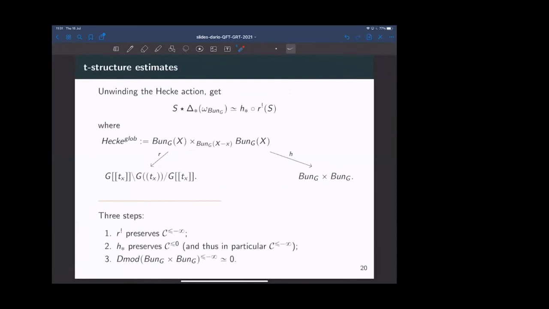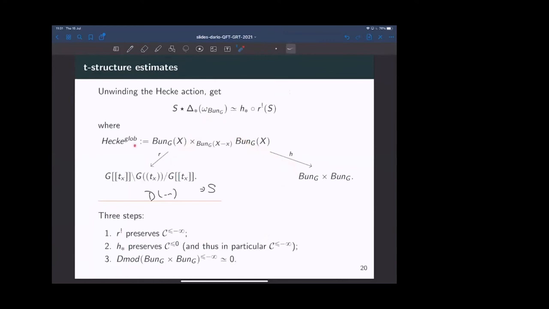It's like that. It's a pull-push. So my S is an element in D-modules here, and then I pull it along here, and I push it along there, and I should get 0.